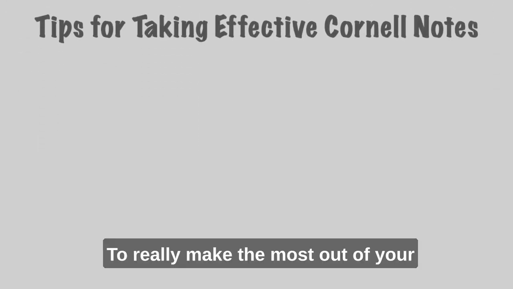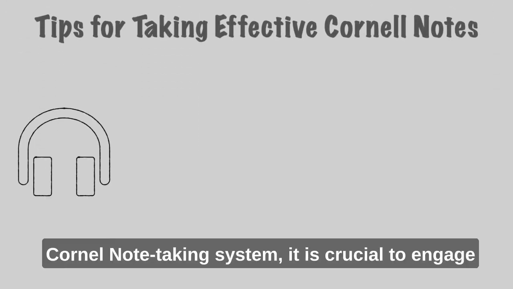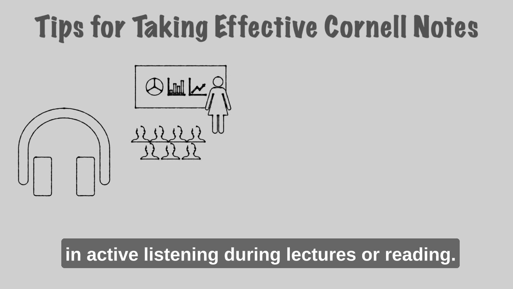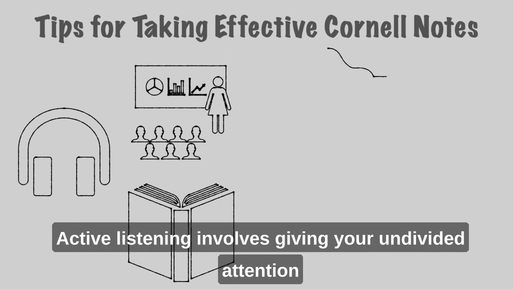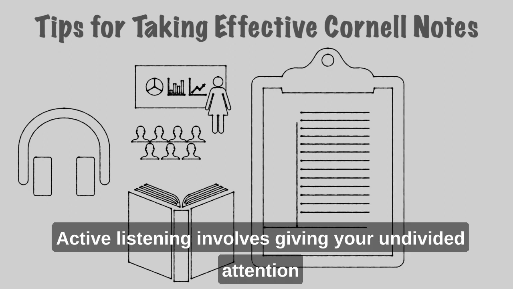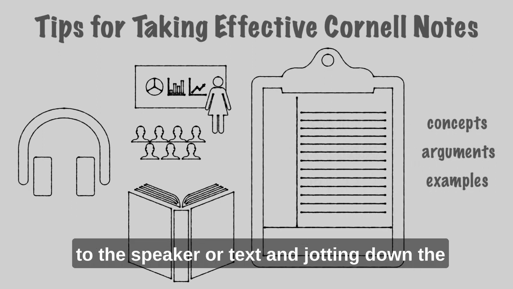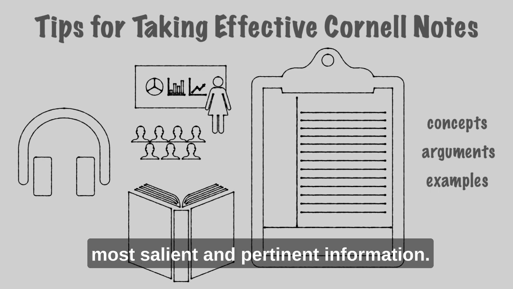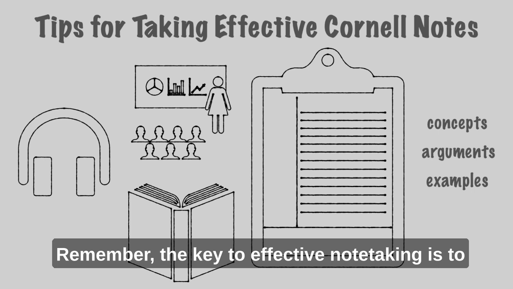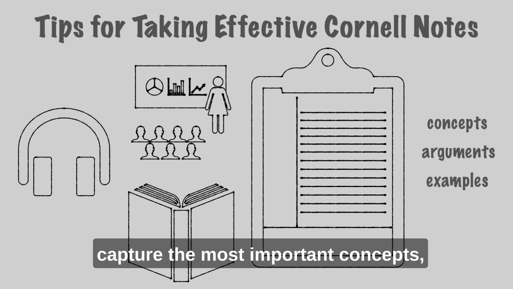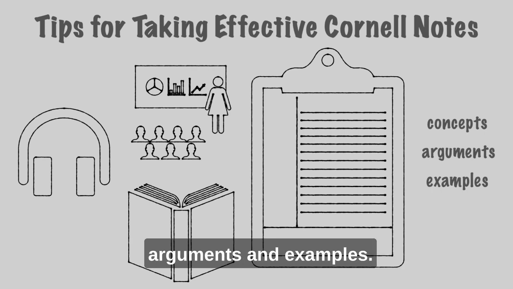To really make the most out of your Cornell Note-Taking system, it is crucial to engage in active listening during lectures or reading. Active listening involves giving your undivided attention to the speaker or text and jotting down the most salient and pertinent information. Remember, the key to effective note-taking is to capture the most important concepts, arguments, and examples.